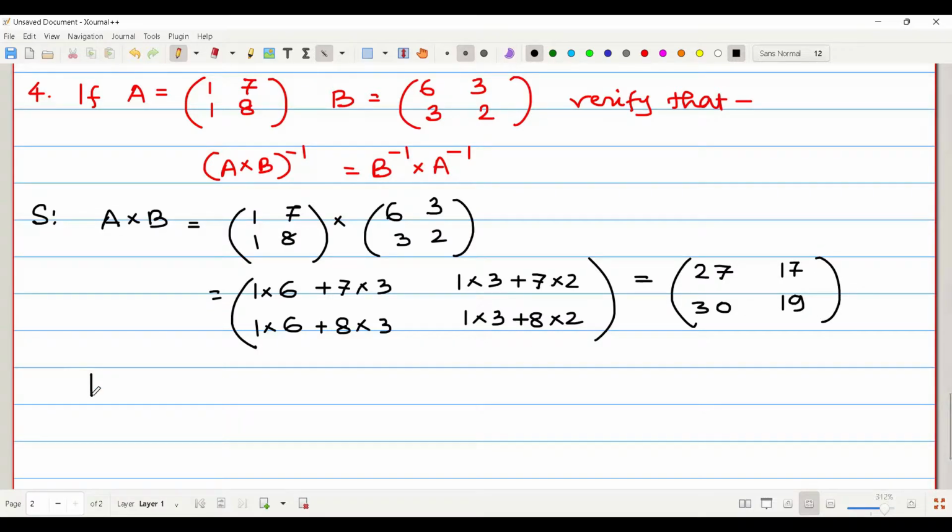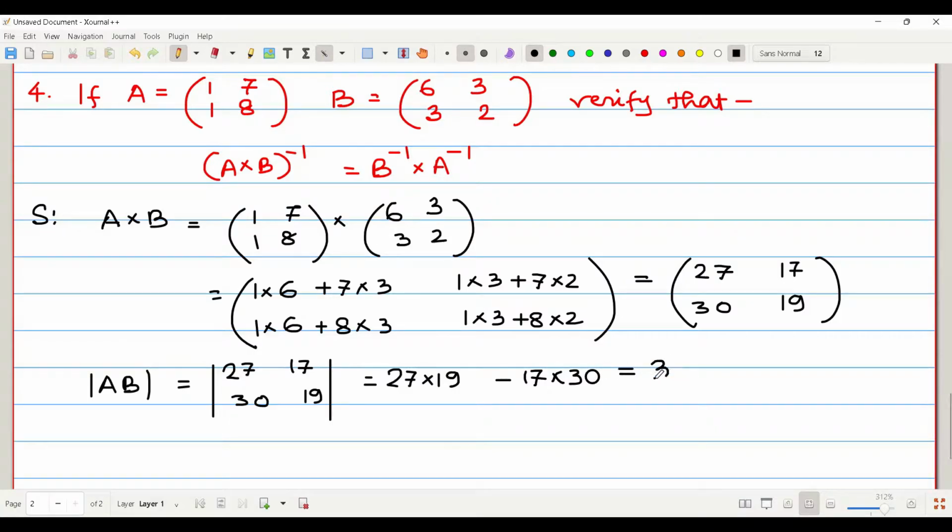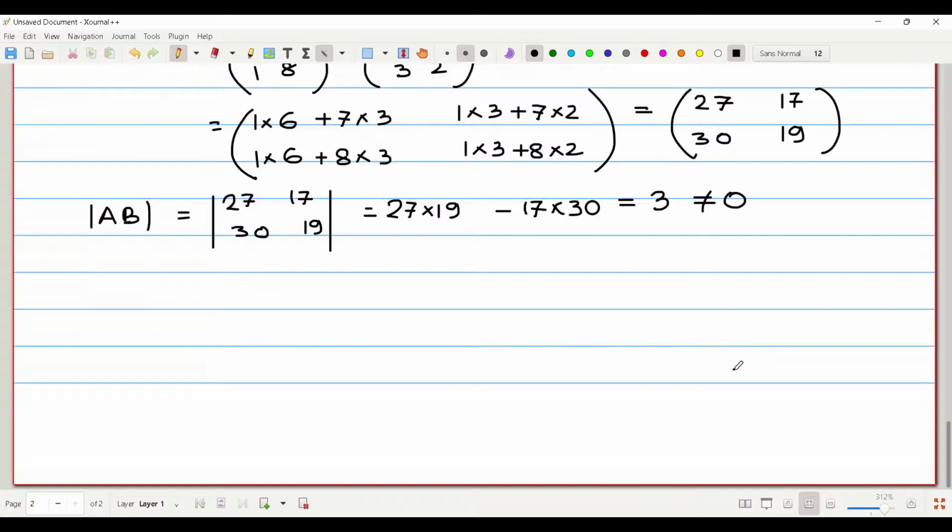So what should be the determinant of AB if it has to be invertible? So that one is 27, 17, 30 and 19. So that is 27 into 19 minus 17 into 30, or that one is equal to the value as 3. So that is not equal to 0. So that means the inverse of AB exists, that is invertible.